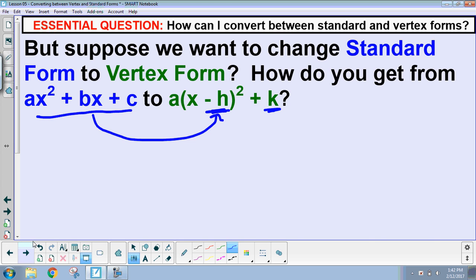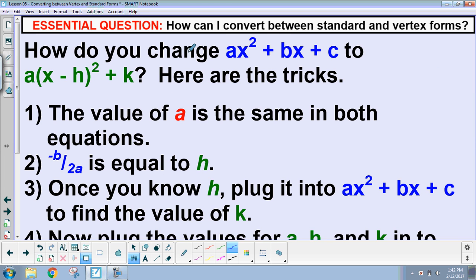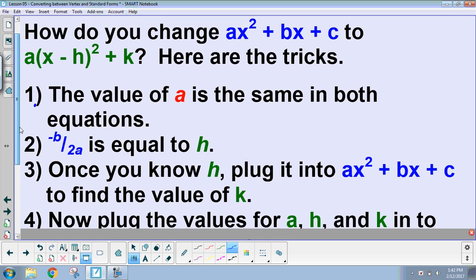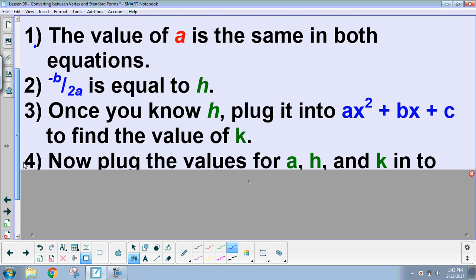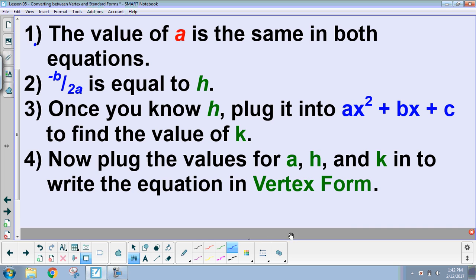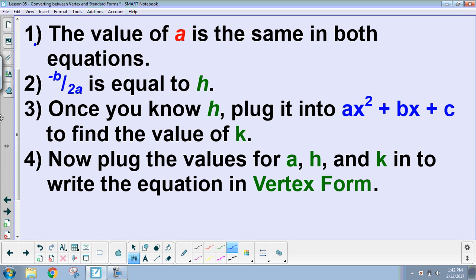How do you change standard form to vertex form? Here are the tricks. And again, you may want to pause the video so you can write this in your book. I might put it on the left-hand side. Okay? So, the value of A is the same in both. We just talked about that. This is that formula I need you to memorize. Okay?